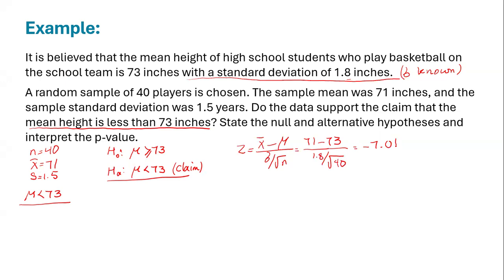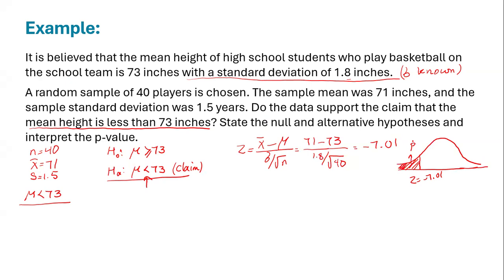After finding the z, I need to show the p-value and then shade it in the graph, but we have a normal distribution. What type of test do we have? Is it a left tail, right tail, or two tail? Looking at the alternative, the alternative is less than, which means when the z-value is here, negative 7.01, the p-value is the area on the left because we have a left tail test.